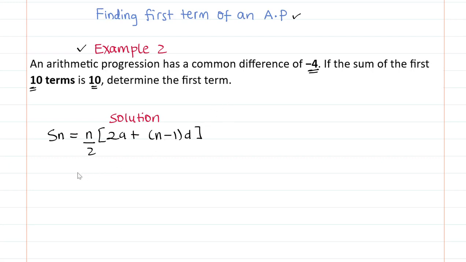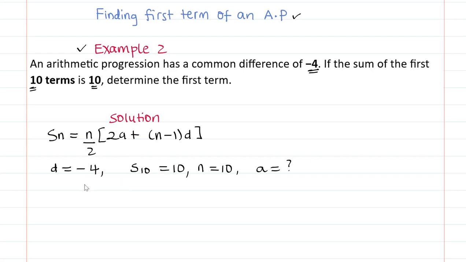What do we have? We are given the common difference d as -4. If the sum of the first 10 terms is 10, so the sum of 10 terms is 10, right? Then what is our number of terms? The number of terms is 10, so our n is also 10. So S10 is 10 and the number of terms is 10. What are we looking for? We are looking for a, which is the first term. So we substitute for what we have in the formula and we find what we do not have.